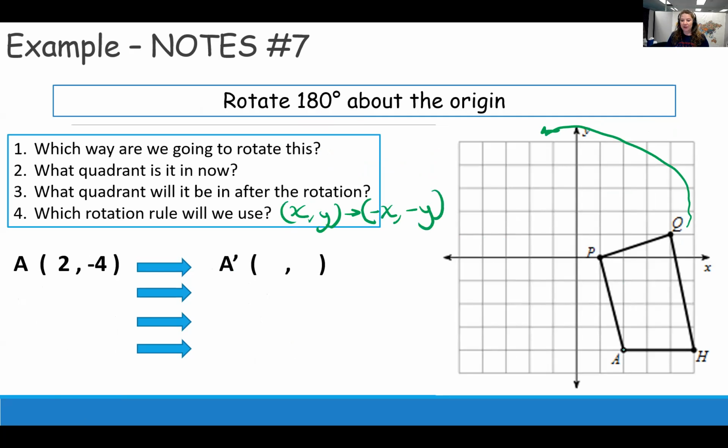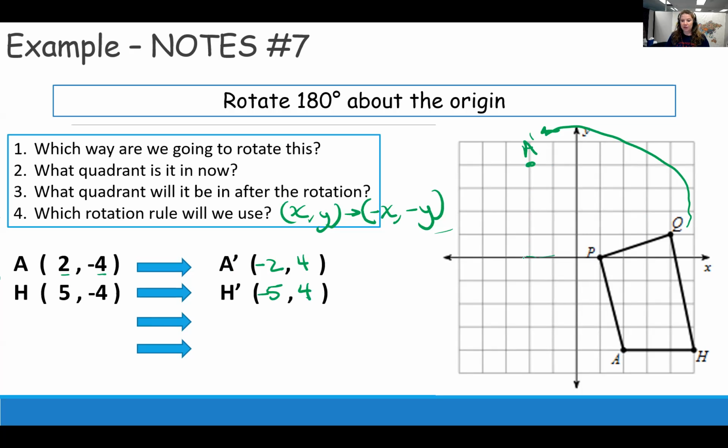So we're going to do A first. So A is at +2, -4. Lost my pen. +2, -4. They're going to stay in their position. They both change signs. So +2 becomes -2. -4 becomes +4. So A prime is at -2, 1, 2, 3, 4. Right here, A prime. The next one, 5, 4 is going to become -5, +4.